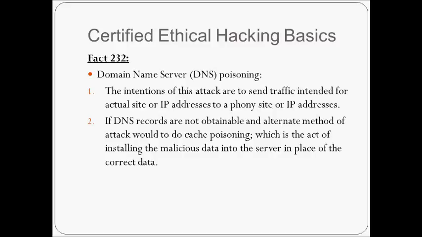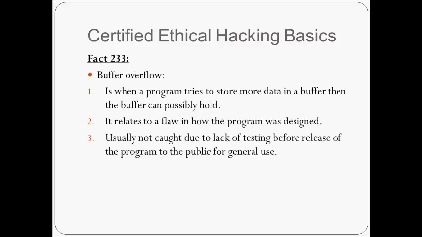Fact 232. Domain name server poisoning. 1. The intentions of this attack are to send traffic intended for the actual site or IP addresses to a phony site or IP addresses. 2. If DNS records are not obtainable, an alternate method of attack would be to do cache poisoning, which is the act of installing the malicious data into the server in place of the correct data.